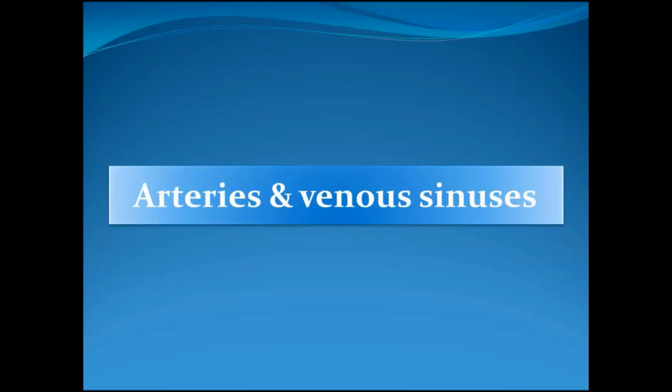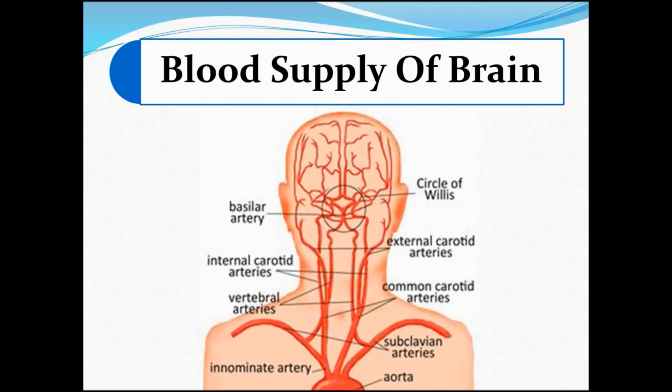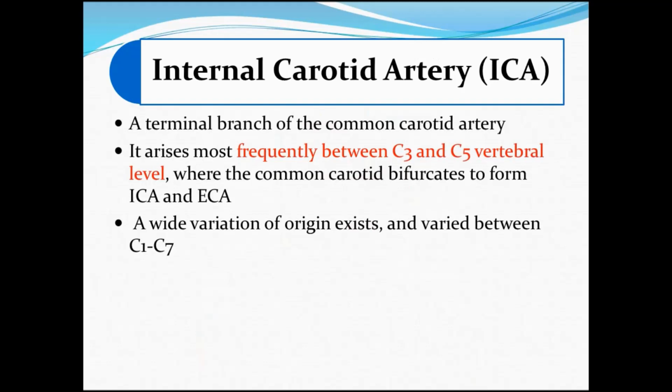We move on to talk about the blood supply and the venous drainage of the brain. We know that the brain is supplied via two systems. These are the internal carotid artery and the vertebrobasilar artery. We start with the internal carotid artery, which is a terminal branch of the common carotid artery. As we know, the common carotid artery bifurcates at the level between C3 and C5 to form the internal and external carotid arteries. But there is a wide variation of the origin of the internal carotid artery. This varies between C1 and C7. So normally in most of the population it's between C3 and C5, but it can be more superior or more inferior.